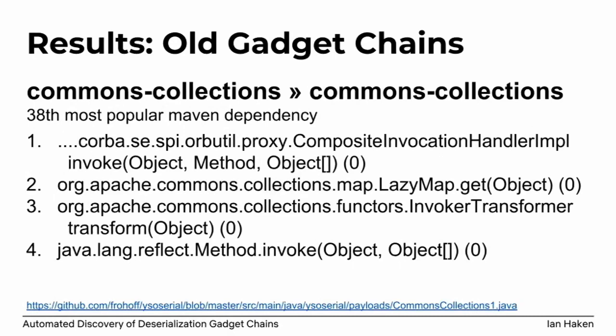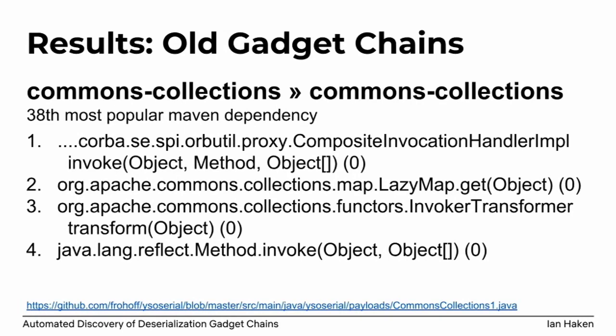So, old gadget chains. Commons Collections, this is the big one that Frohoff and Lawrence talked about in 2015. The reason this one was so interesting is that it was in Commons Collections, which is the 38th most popular library according to the Maven repository. And this is basically what the start of that gadget chain looks like.